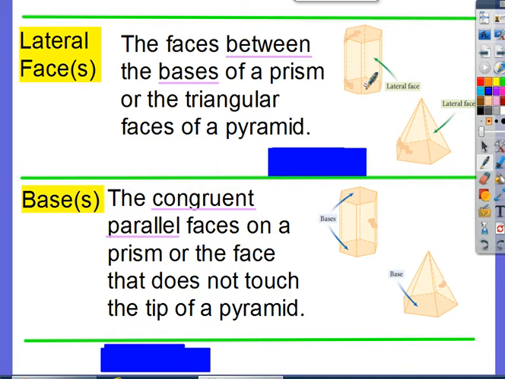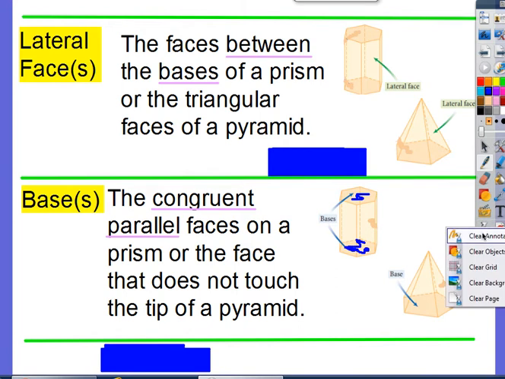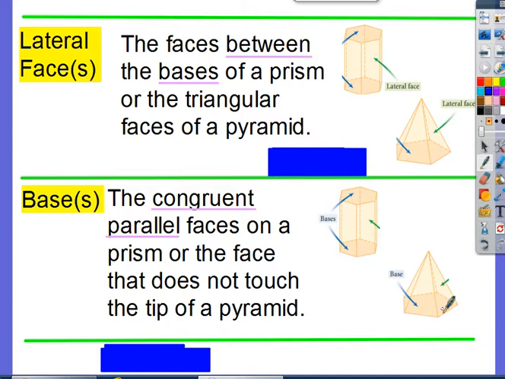faces. While the bases are the congruent, parallel faces on a prism or the face that does not touch the tip of a pyramid. So if you look at this, you can see over here you have our bases. They shaded in this area and that area right here. That's your bases. They're on the top and the bottom. They could be on the left and the right, but they are congruent, and they are parallel to each other. Then you have the base that could be with a pyramid. There's not going to be two sides of the pyramid. One side's going to be a tip. So it's just the part of the pyramid that does not touch the tip. Go ahead and pause this and write these down.